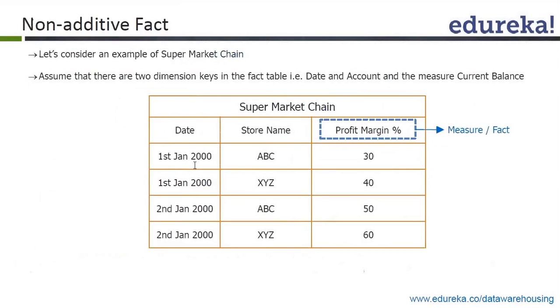Non-additive facts are those which cannot be added, which we discussed. In this case, the profit margin. A supermarket chain has a table which contains date, store name, and profit margin. So in this case, you cannot really add the profit margin by date or by store. You cannot really add these two profit margins, even if it is a measure, across stores or across date. So those kinds of fact tables are called non-additive facts.